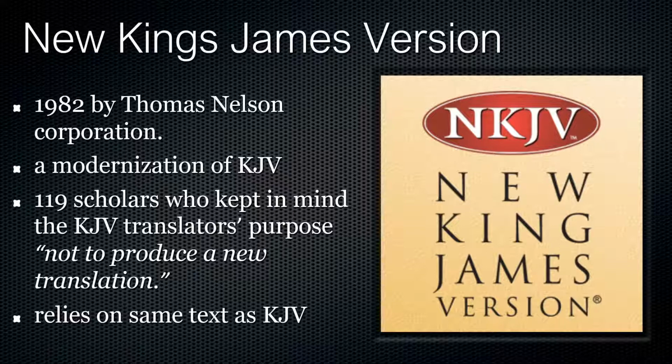119 scholars were used, and they kept in mind the same purpose as when the King James came about. Remember, we read this, their purpose was not to produce a new translation, but to take something that was already there, that was good in the way it was translated, and update it some. That's what they were attempting to do. The New Testament was completed in 1979, both Old and New put together in one copy in 1982. Again, 119 scholars, editors, and church theologians, as it's worded, were used for this purpose.